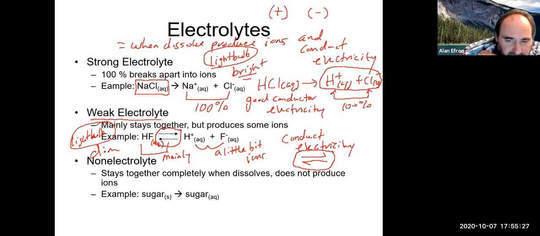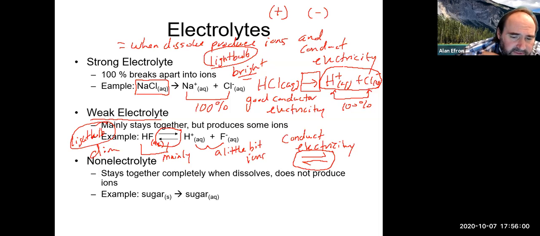A strong electrolyte, it is a one-way arrow heading towards the product side. So if you see a one-way arrow heading to products and you see ions on the product side, you could probably assume that it's a strong electrolyte. If you see reversible arrows heading to products and reactants like we have here, and you see ions on the product side, it is probably a weak electrolyte. Again, strong electrolyte will conduct electricity really well. Weak electrolyte will still conduct electricity, but nowhere near a strong electrolyte.